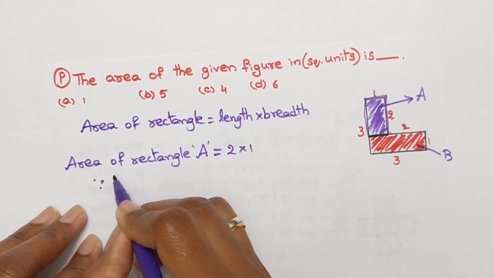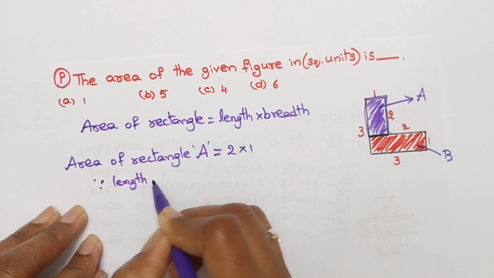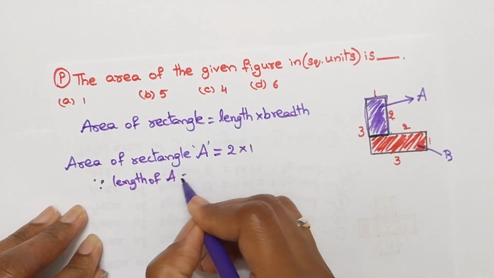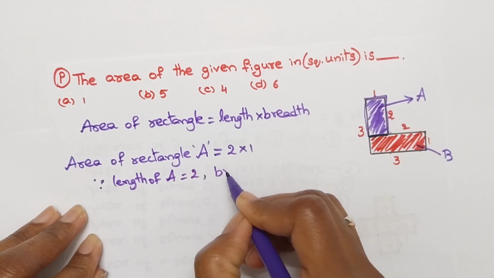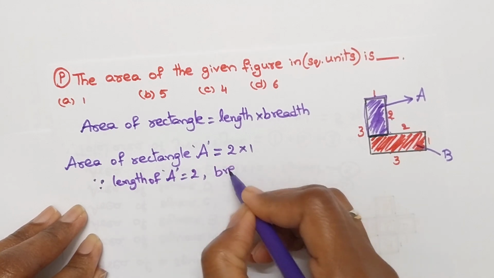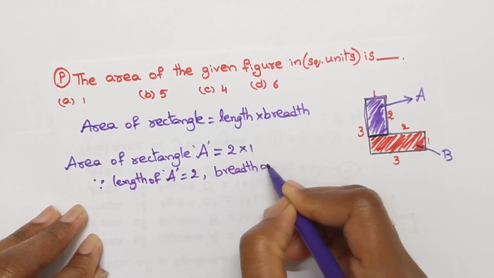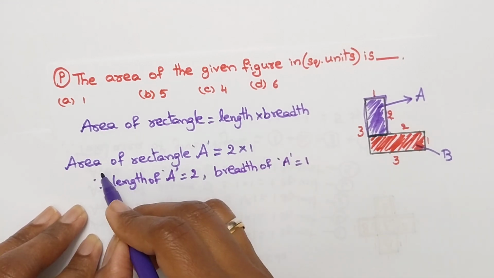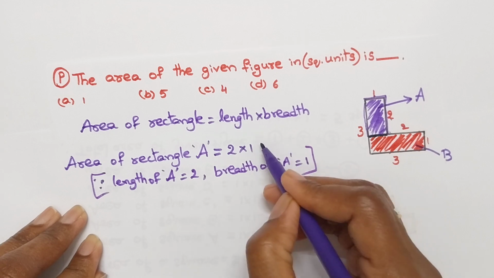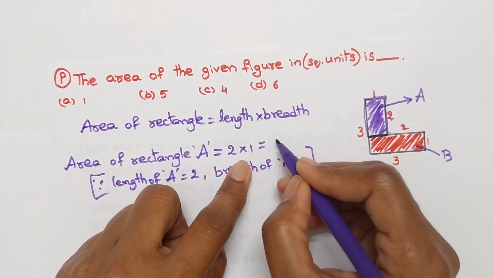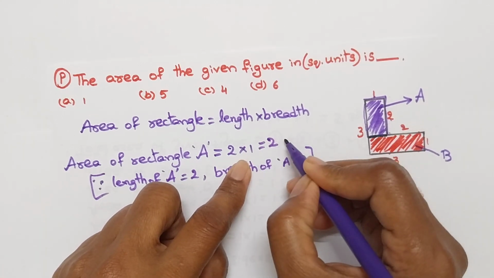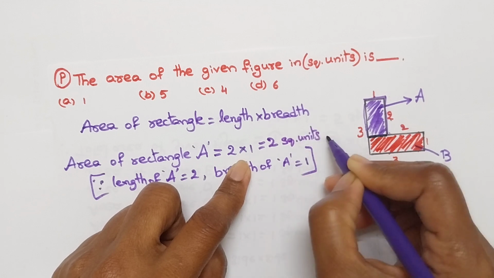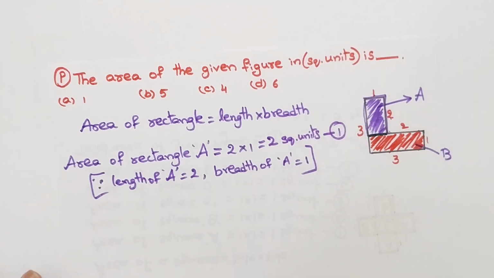Since length of A equals 2, breadth of A equals 1. So 2 into 1, how much? 2. As this is area, I have to give the units as square units. Take this one as point 1.